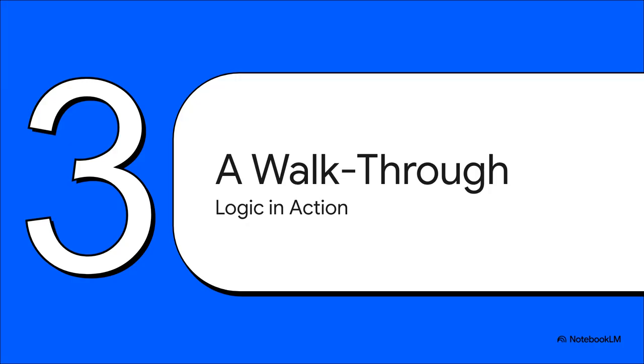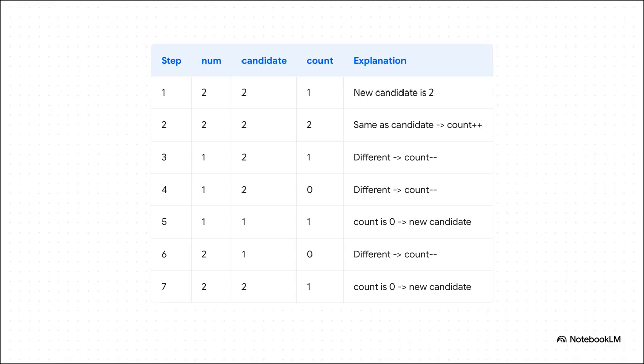Okay, that's the theory. But let's actually walk through it. We're going to take that second example and watch this algorithm work its magic, step by step. All right, here we go. Our array is 2, 2, 1, 1, 1, 2, 2. First up, the number 2. It becomes our candidate, and its count is 1. Easy. Next number is also a 2. Great, that's another vote for our candidate. The count goes up to 2.